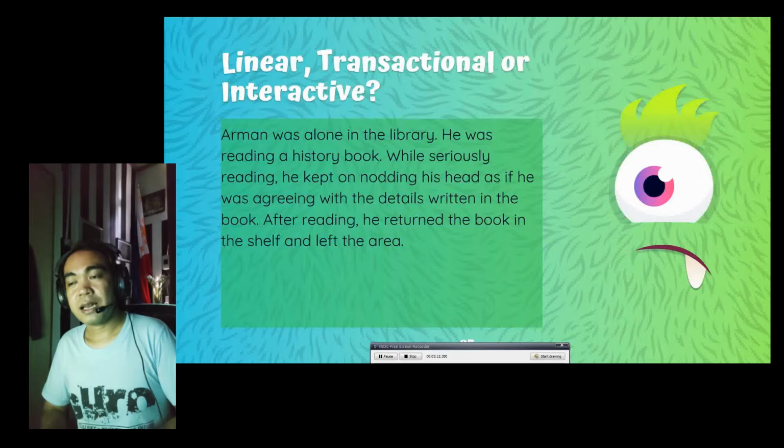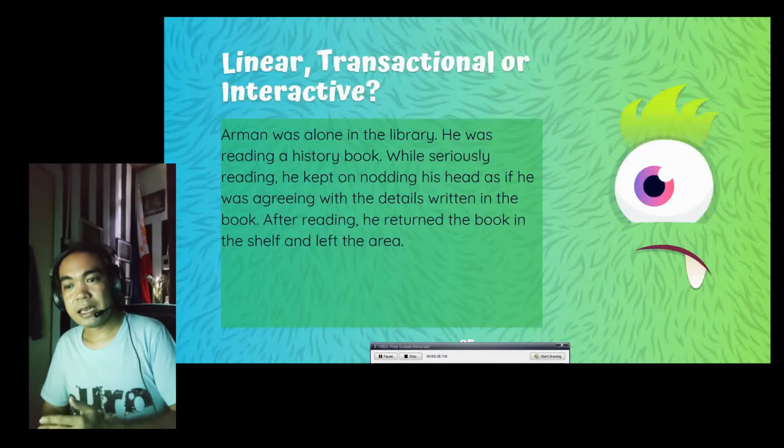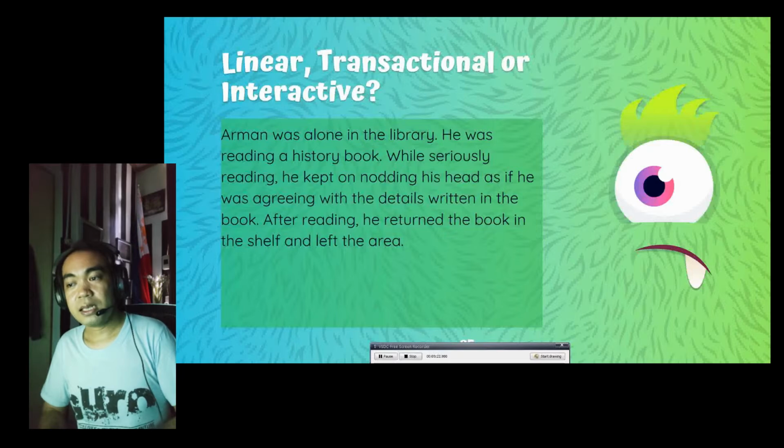Next, number 2. Arman was alone in the library. He was reading a history book. While seriously reading, he kept on nodding his head as if he was agreeing with the details written in the book. After reading, he returned the book in the shelf and left the area.